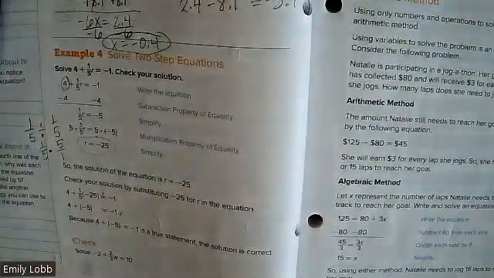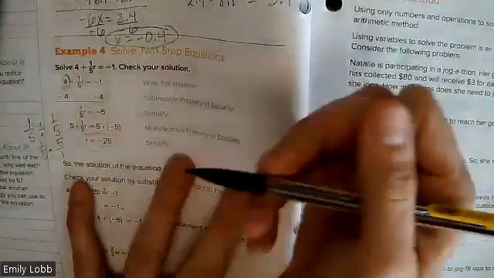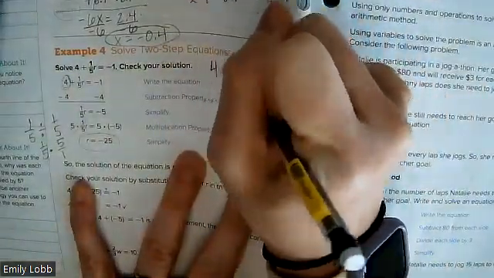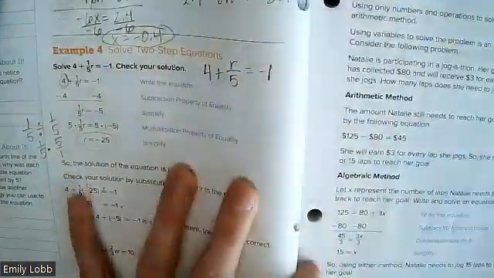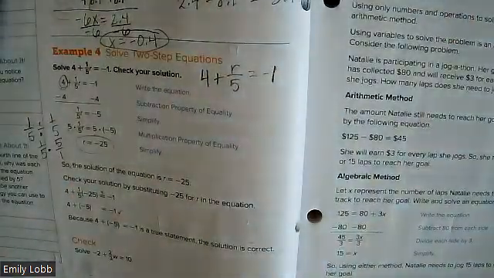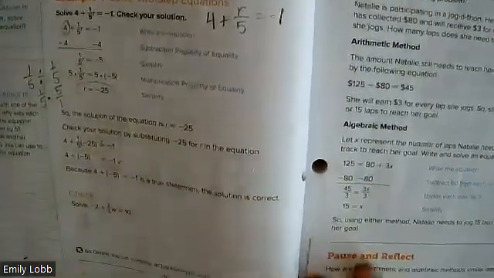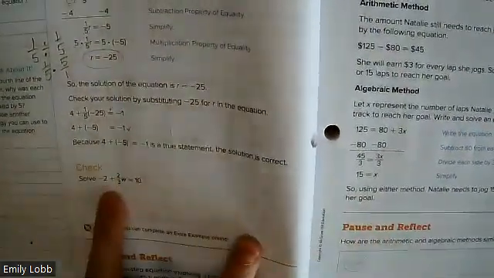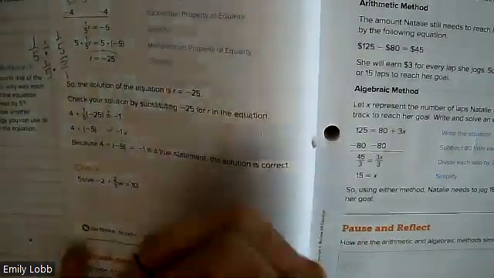And you guys did this a lot in your Boom deck, except that you saw this equation as 4 plus r over 5 is equal to -1. It's the only difference that you saw. So you subtracted 4, then multiplied by 5. Same thing. Okay. This is a little bit different though. We have to multiply by the reciprocal.